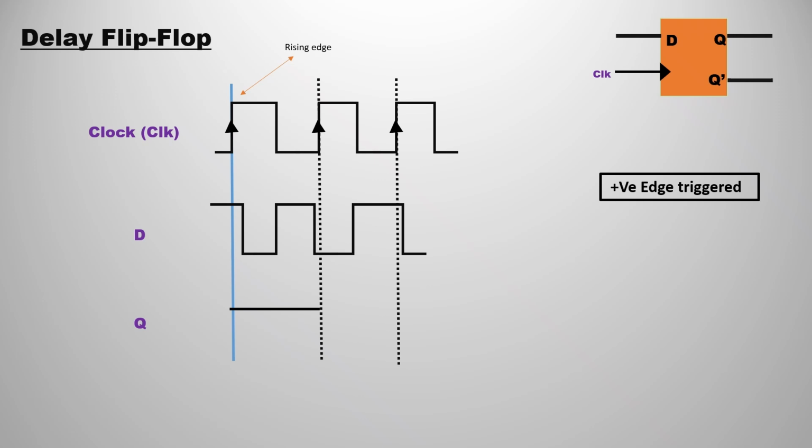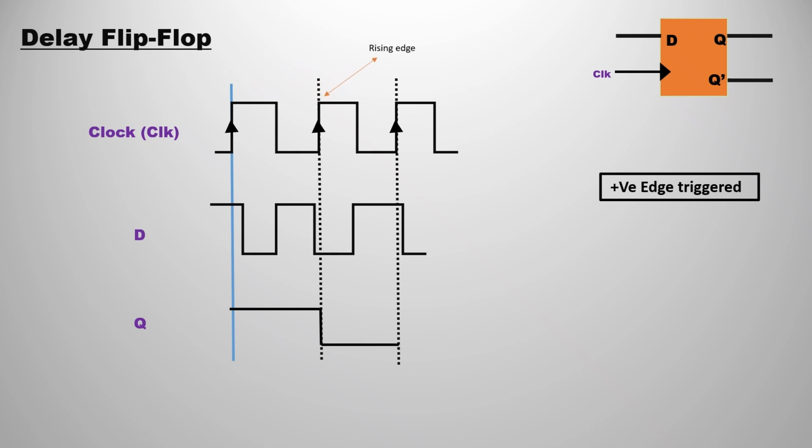We have clock and D as inputs. I took the clock according to positive edge triggering, so we have a rising edge. I took another input D, a random signal. Now we are going to produce the output Q according to the comparison between clock and D. If you compare the first rising edge and the input D, that is high, so the output will be at the high level up to the next rising edge.